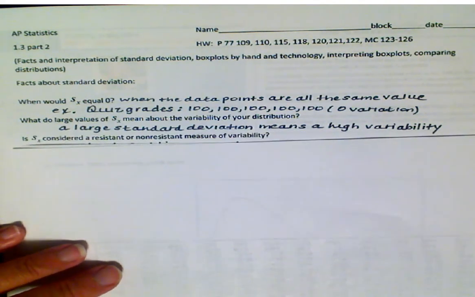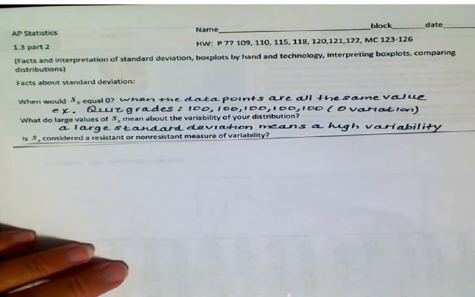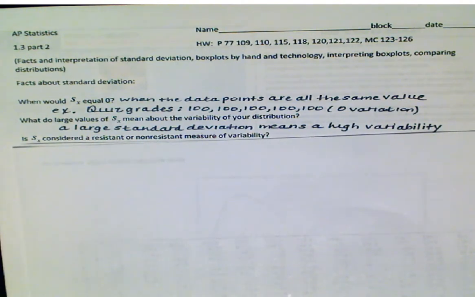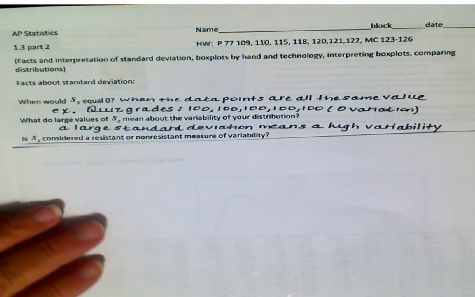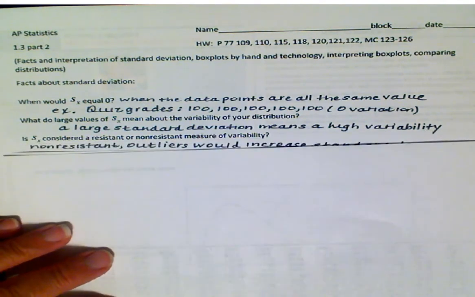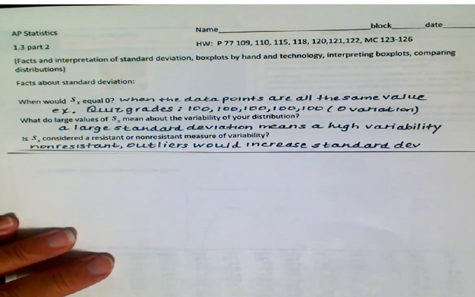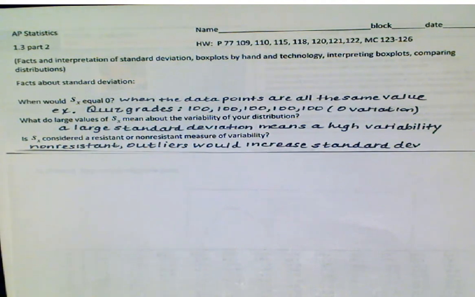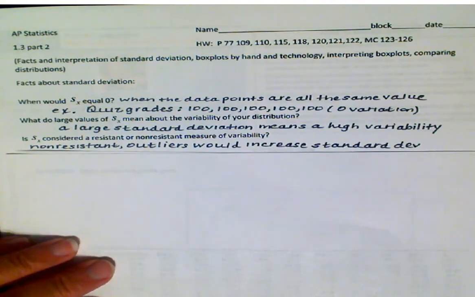Is standard deviation considered resistant or non-resistant? All right, so let's think about that. If it's the typical distance from or amount away from the mean, if you had outliers, would that change the standard deviation? Of course it would. So standard deviation is considered to be non-resistant. The outliers would increase the standard deviation. Okay? So if you took the average, those outliers would be further from the mean. So that would increase your standard deviation.